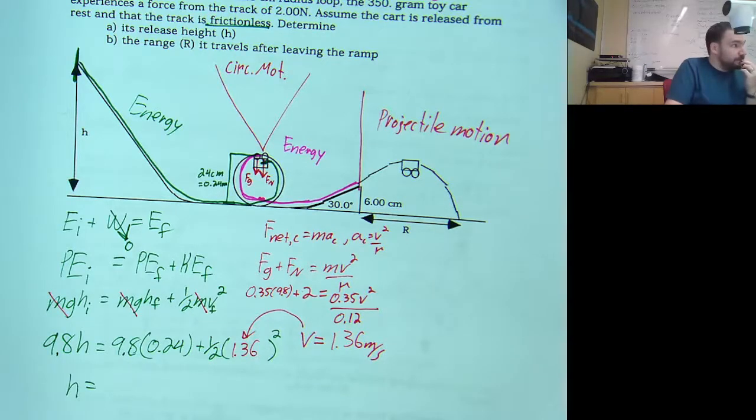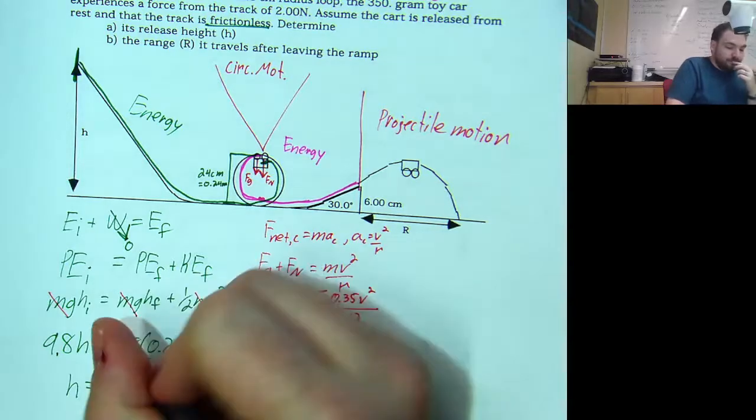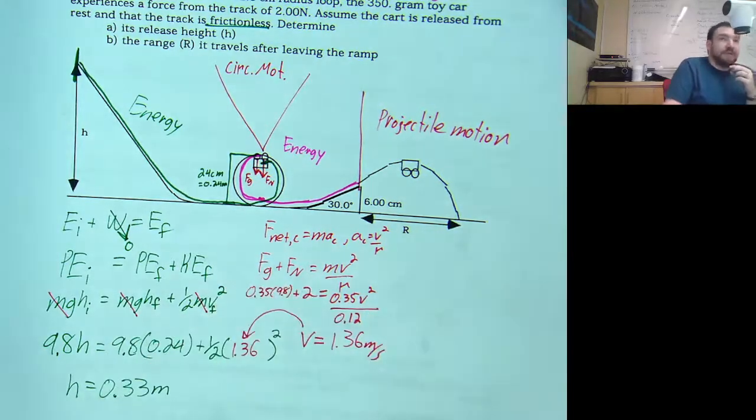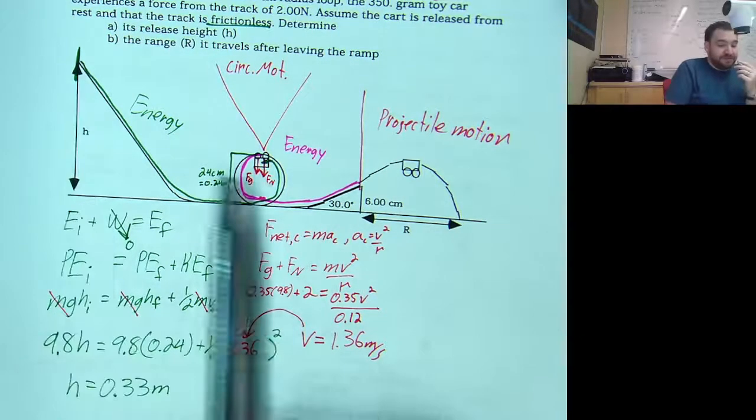Sorry? 0.33 meters. So 33 centimeters. So this is clearly not drawn to scale. Because this is 33 centimeters and this is 24 centimeters.